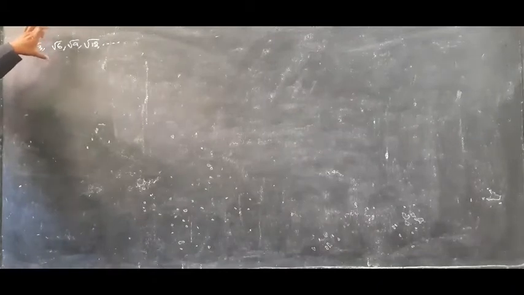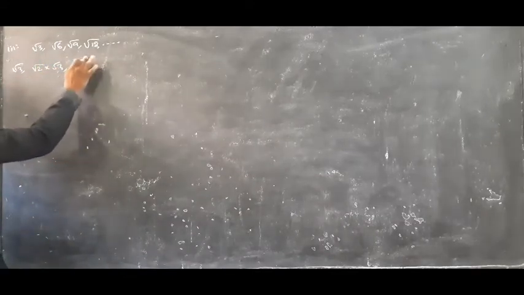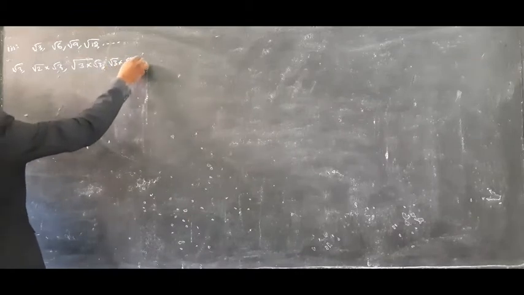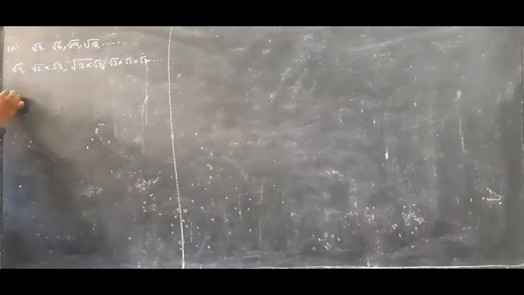Next question: root 3 comma root 6 comma root 9 comma root 12. First you have to check whether this is an AP or not. If this is an AP, you have to find the next 3 terms. See here, root 3. Root 6 I am writing as root 2 into root 3. Similarly root 9 I am going to write as root 3 into root 3. And root 12 is nothing but root 3 into root 2 into root 2.